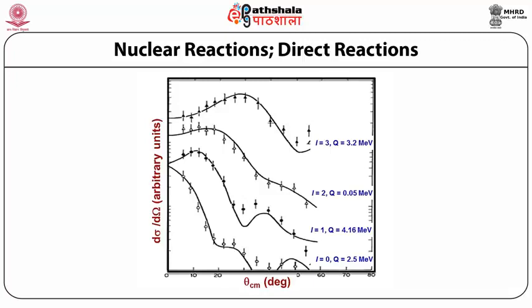The third curve from the bottom also indicates more or less similar behavior, whereas for the fourth curve from the bottom, which is for L equal to 3, Q equal to 3.2 MeV, the differential cross section initially increases up to theta equal to around 30 degrees, but after that it reduces. So we conclude that for a given L value, the differential cross section has different behavior with increasing Q value. Nuclear reactions, compound reaction.